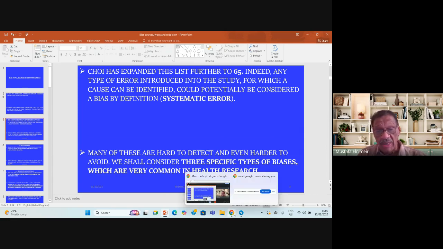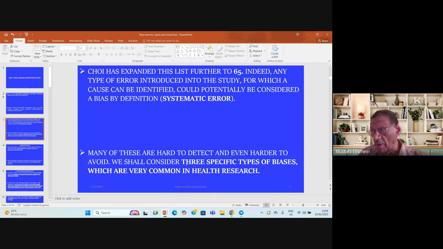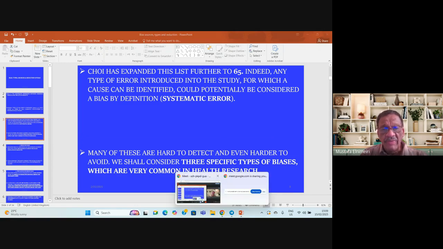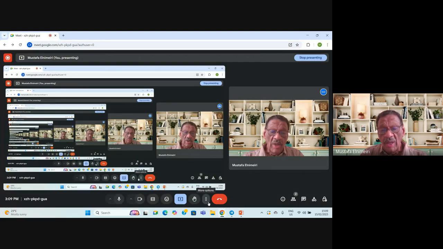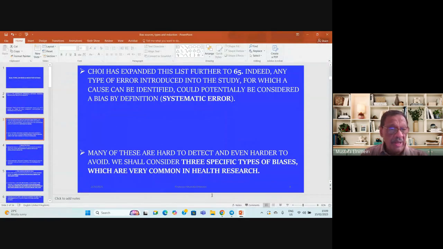That's systematic error, as we can talk about. Many of these biases are hard to detect, even harder to avoid. So they are inevitable to avoid most of the sources of bias. Here we are going to consider three types of biases which are commonly encountered in research and will be of importance for us to understand what exactly these sources are and how we can avoid them in the conduct of the research.